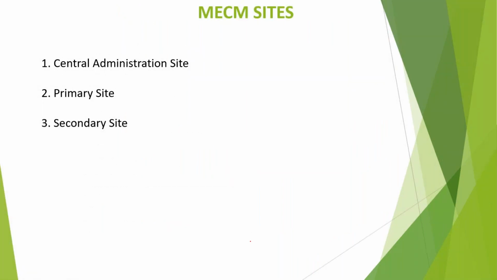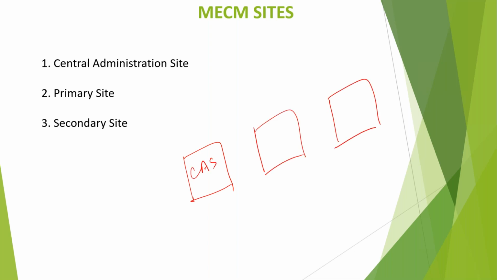Now, today we are going to learn about these sites: central administration site server, primary site server, and secondary site server. These are the three site servers in SCCM. We have to understand about these site servers. Central administration site needs a database to store its data. Primary site also needs a database, and secondary also needs a database. Each site server needs a database for the storage. It will be a separate database: database 1, database 2, database 3, like this.